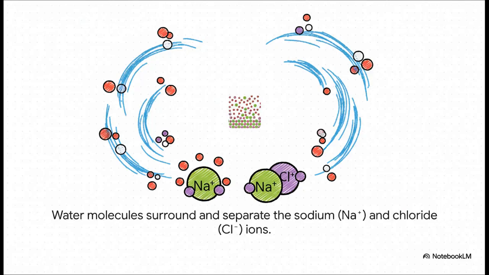And this picture shows it perfectly. See all those little red and white water molecules? They're like the crowd at the party. They just swarm around the bigger sodium and chloride ions and literally pull them apart from each other. So each ion gets its own little group of water molecules to hang out with.